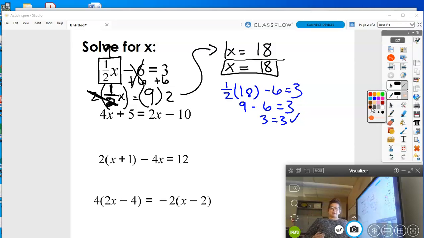But what I want you to do is look at that problem and think about what your first step would be. So maybe just pause the video for a second, write down that problem, that 4x plus 5 equals 2x minus 10. Think about what your first step would be to solve that, what you think you would do.